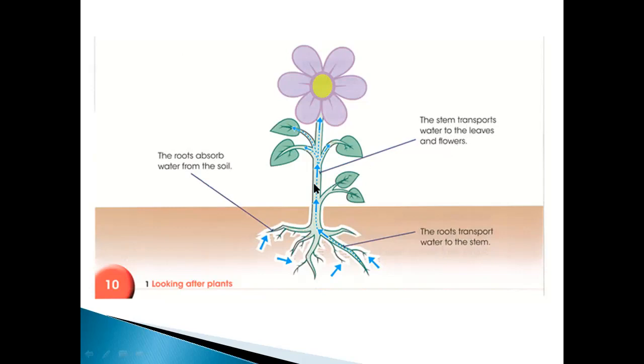Water moves through the stem to all around. First from the root, then into the stem, and from the stem to all parts of the plant, to the leaves and to the flowers. At the end, from the surface of the leaf, the water goes out, or you can say it changes into vapor, it evaporates.